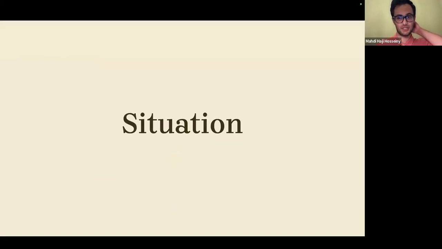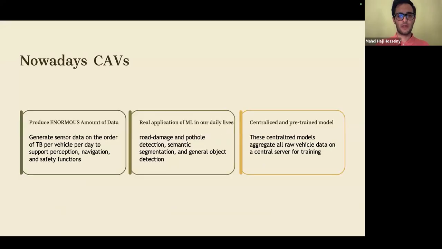I want to present my presentation in 4 steps. First of all, I want to explain the situation that we are in nowadays. CAVs, which are automated vehicles in our daily lives, produce an enormous amount of data, for example, sensor data on the order of terabytes per vehicle per day, to support navigation or other safety functions. And these are also real applications of machine learning in our daily lives. For example, you can apply road damage detection or pothole detection, or general object detection, human detection, obstacle detection, and so on.